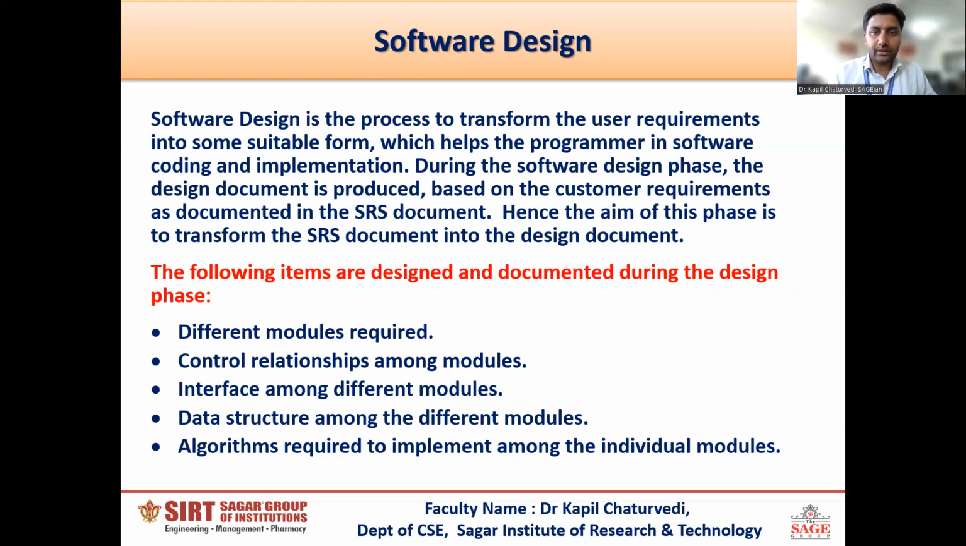The following are the design phases which we have to follow during the total design process. First is the different modules required: what kind of modules we have to add to implement a proper design. We will decide that firstly. Then the control relationship among modules, then the interface among different modules, then the data structure among the different modules, then the algorithm required to implement the individual modules. So these are the phases which we have to follow during the design phase of SDLC.